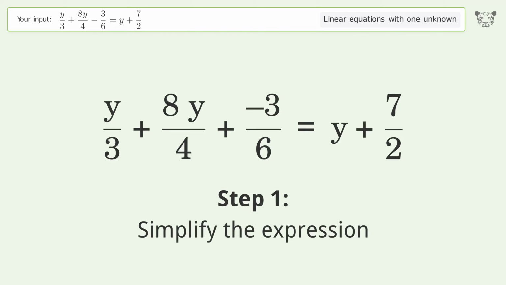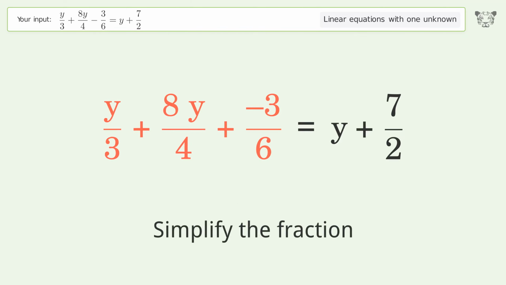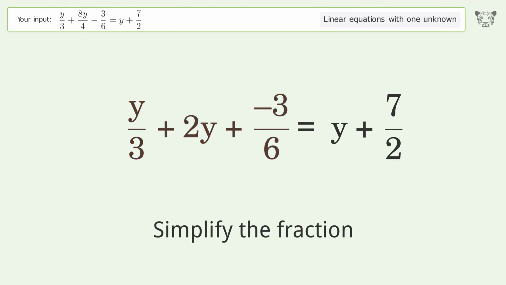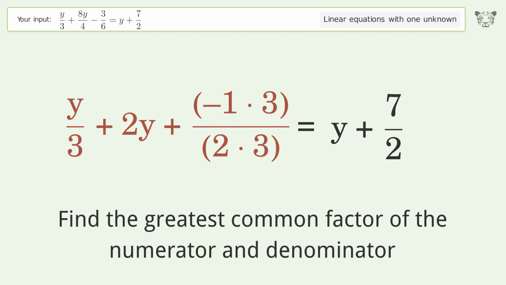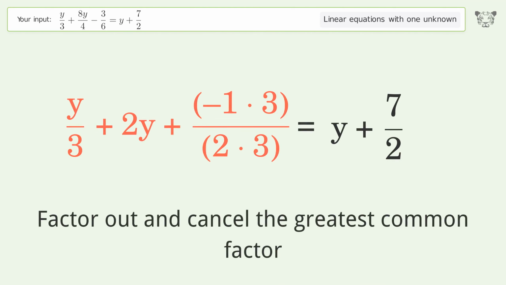Simplify the expression. Simplify the fraction. Find the greatest common factor of the numerator and denominator. Factor out and cancel the greatest common factor.